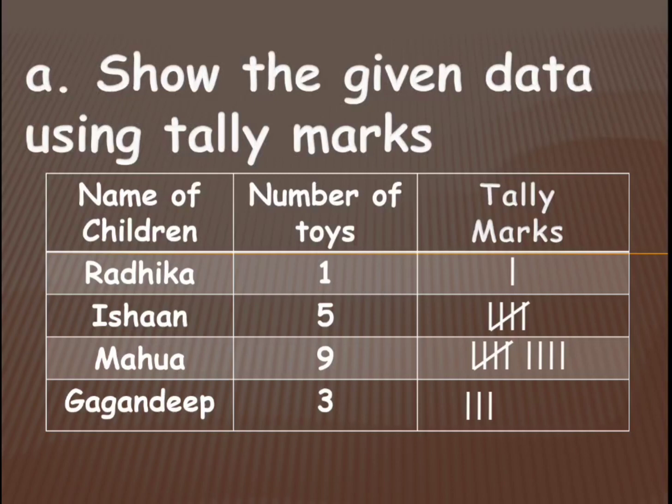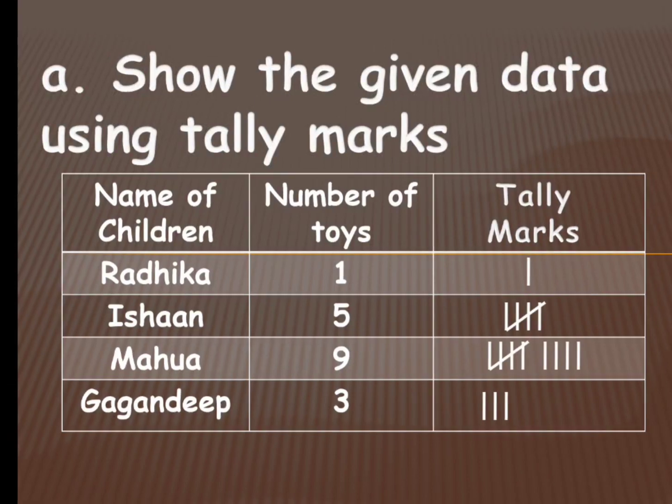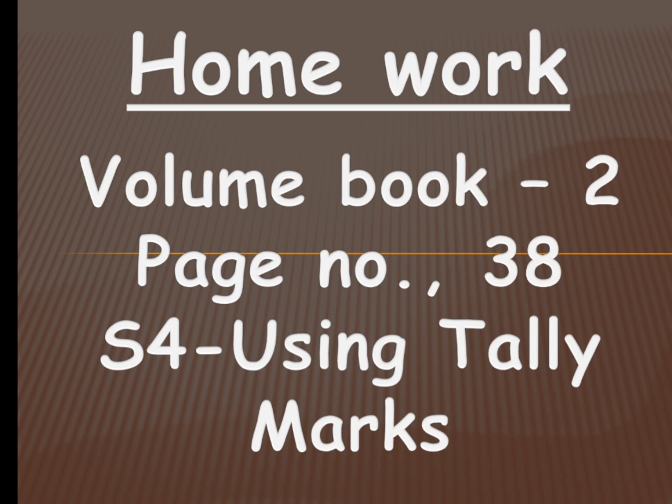There are some questions in your daily schedule, children, like who has the least toys, who has more toys, how many toys does Radhika have. Write that also in your classwork book. And coming to your homework, children, complete the volume book 2, page number 38, S4, using tally marks. So with this we have completed our block, children.